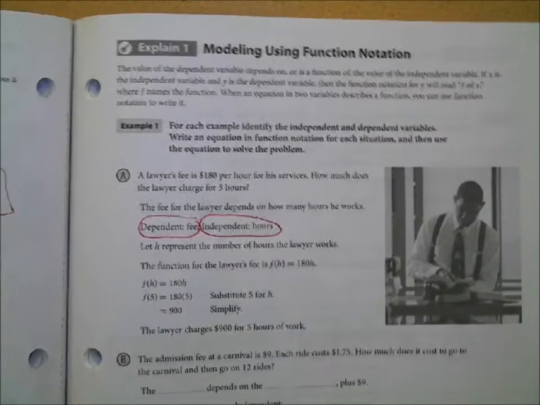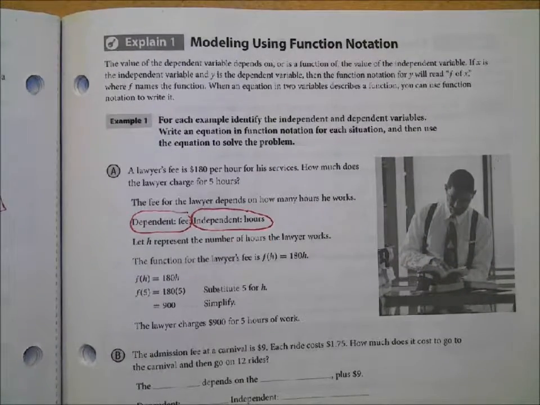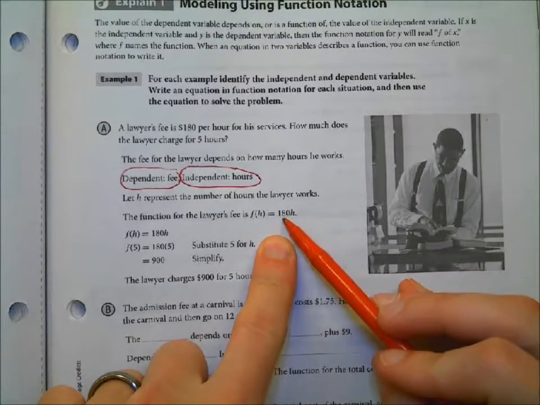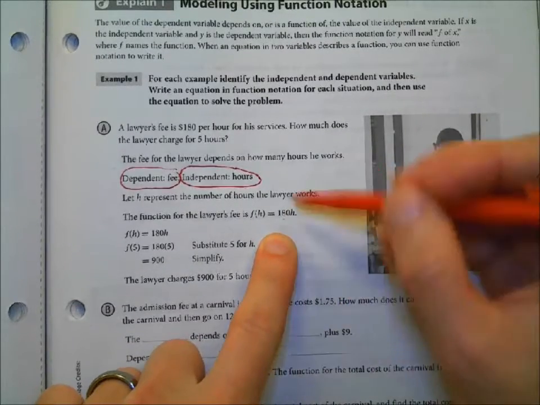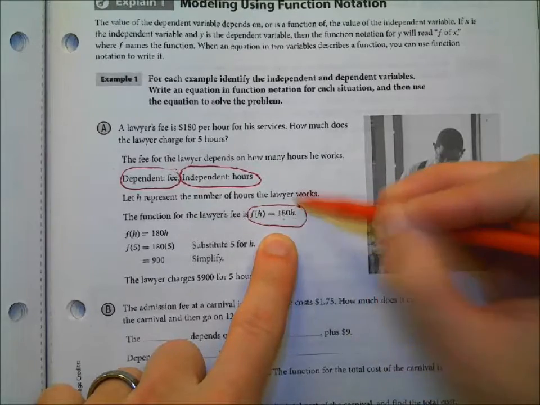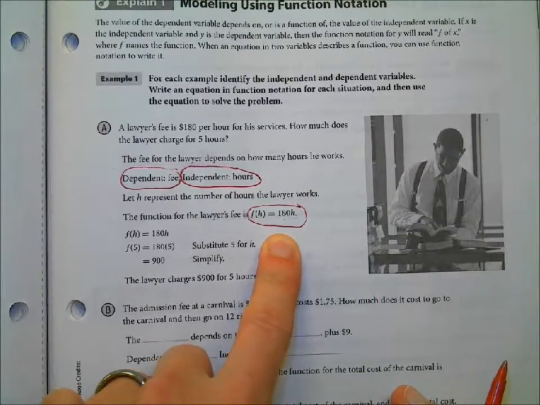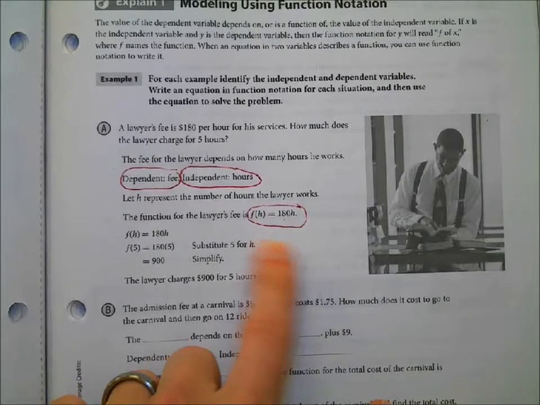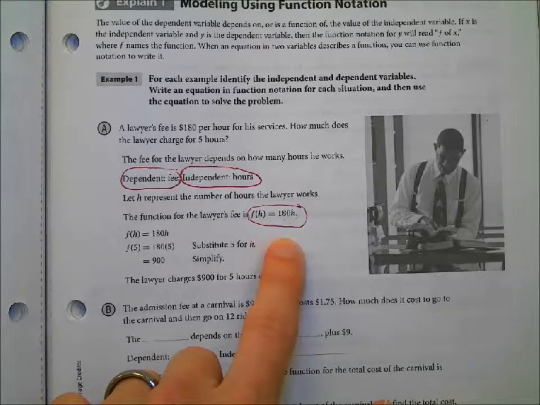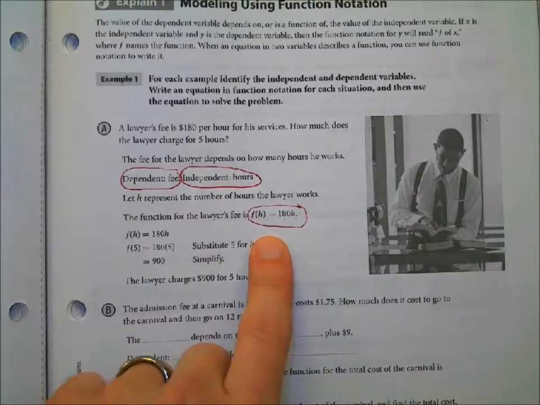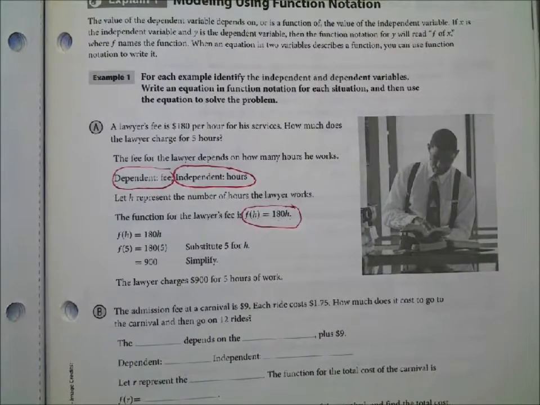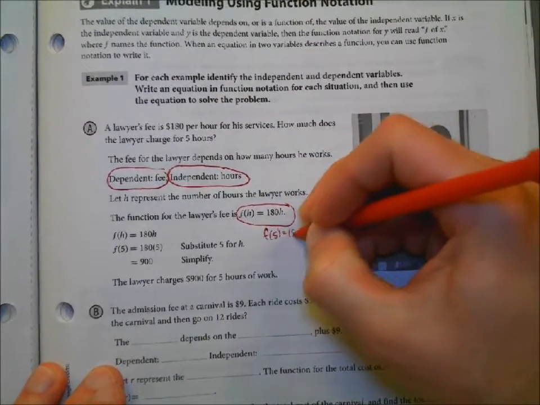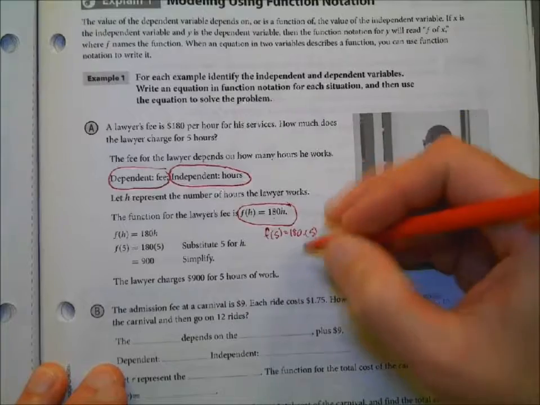So for the independent variable, that's going to be our variable here. And you can see they write it out for us. Just like Dylan said, take the amount of money he earns, multiply it by hours. So there's our function, f of h equals 180 times h. If we want to then figure out how much he should charge for 5 hours, what should we do with that 5 in this function? Substitute 5 for h. Exactly right. So f of 5 equals 180 times 5, which is $900.